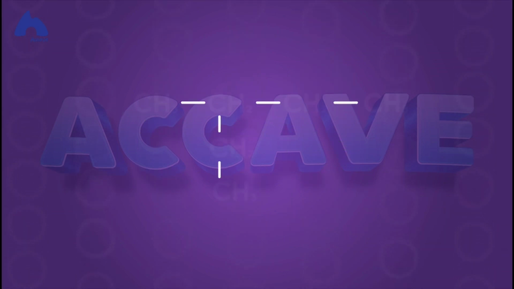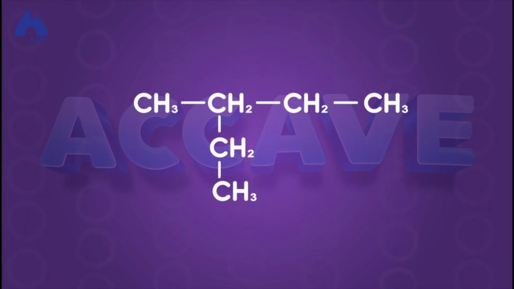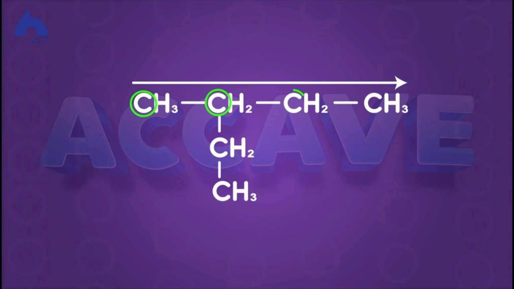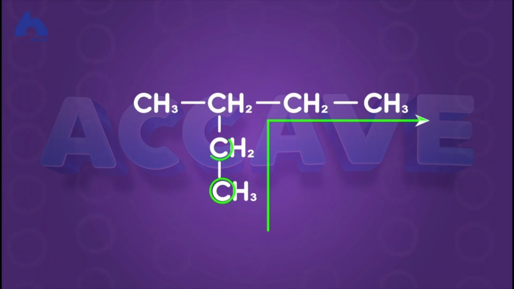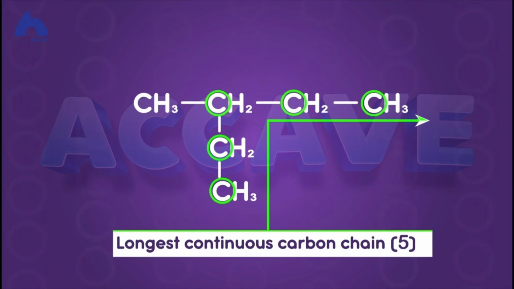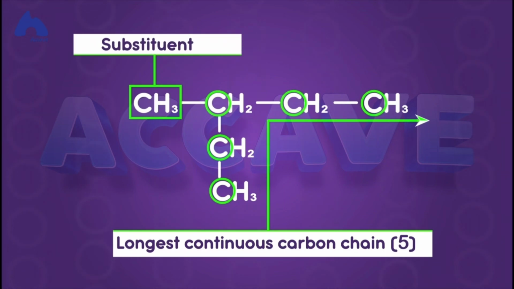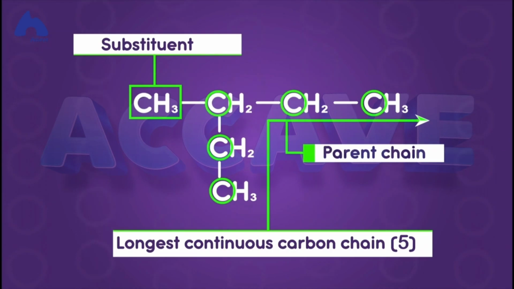For example, look at this organic compound. To find the longest chain, if you count from extreme left to the right, you will only count 4 carbon atoms. It's the same thing from right to left. But if you count from bottom to the right, you have 5 carbon atoms, which makes the longest continuous carbon chain 5. Now that we know the longest chain, the methyl CH3 that is left out is a substituent because it's not part of the longest chain. The longest chain is also known as the parent chain, so you don't get confused when you hear parent chain.